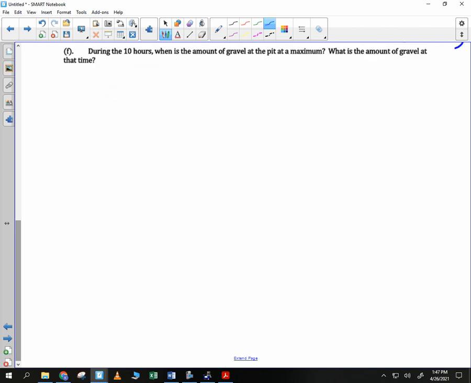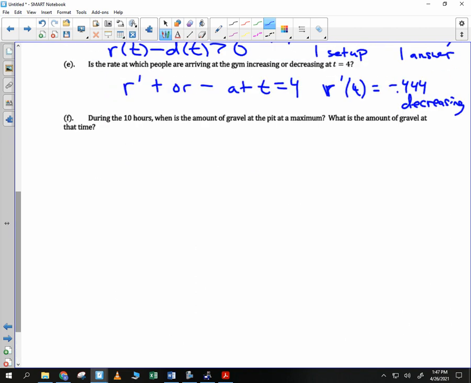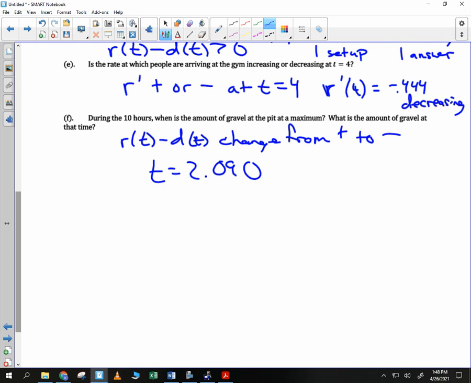And the last one. I thought this was the toughest question for most people. During 10 hours, when is the amount of gravel at the pit at a maximum? That's when R of t minus D of t changes from positive to negative. And that happens at time is equal to 2.090, which you found. Now it's asking, so you get 1 point for that, for the 2.090 for using that within your work. And then the second point you get is for the integral and answer.